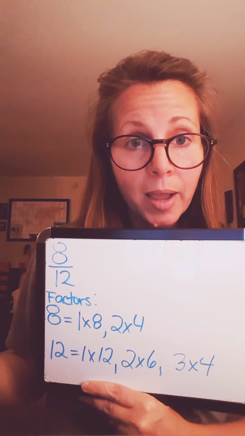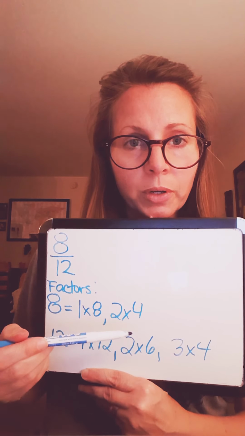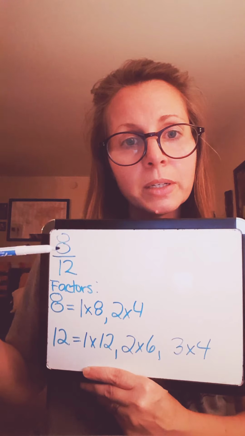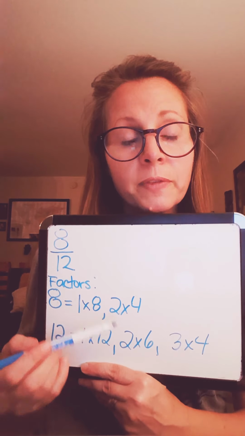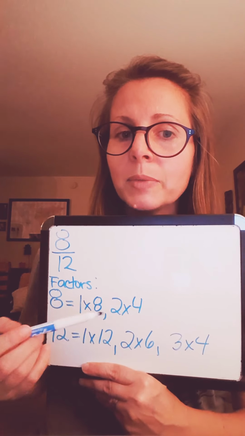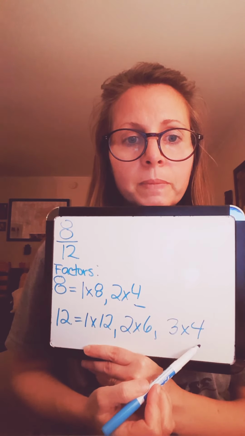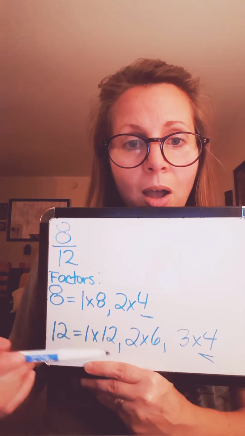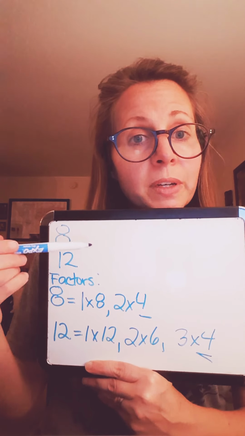The next step is to find the greatest common factor. And that's what we're going to use to divide our fraction. Okay, so they share 2 as a factor, but that's not as big as 4. Do you see the 4 here is common as well? So we're going to use 4 because that's the greatest common factor for 8 and 12. And that's what we're going to divide by.